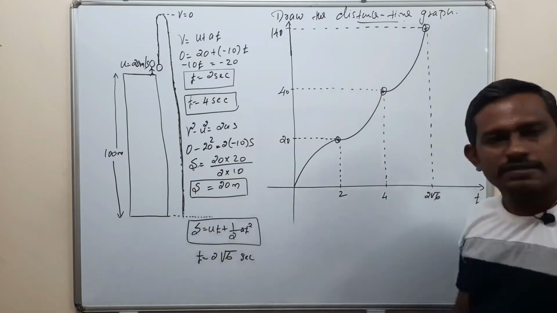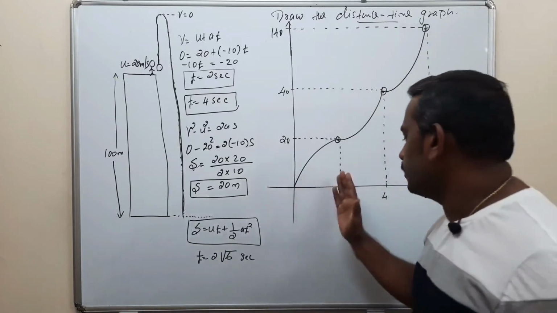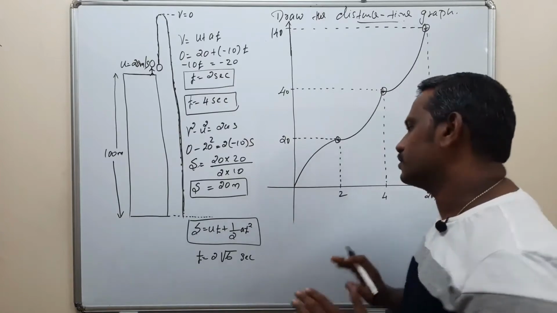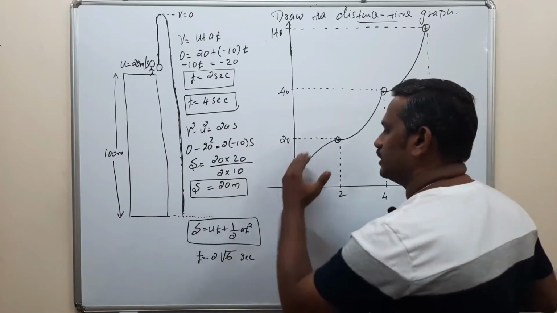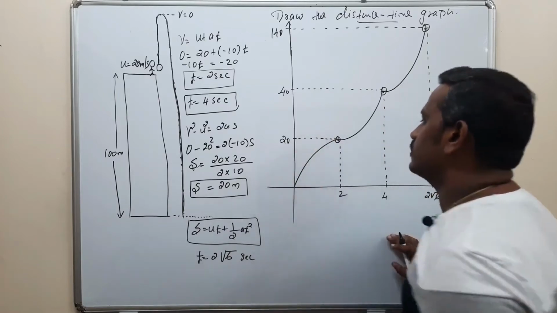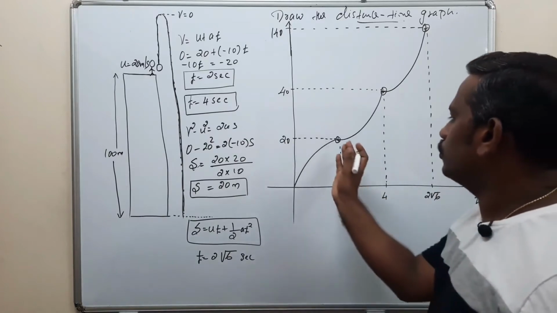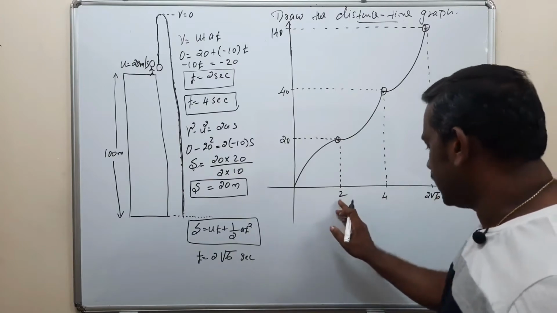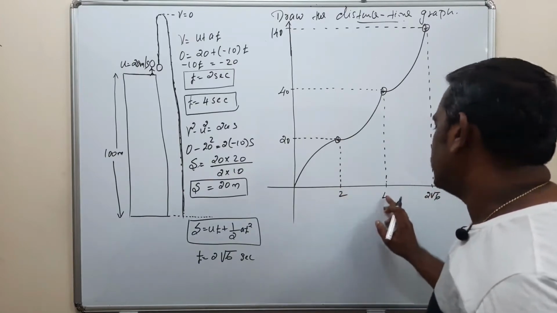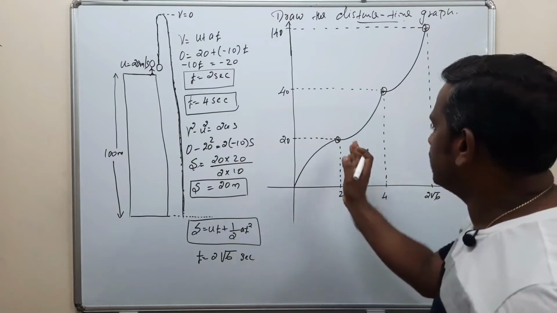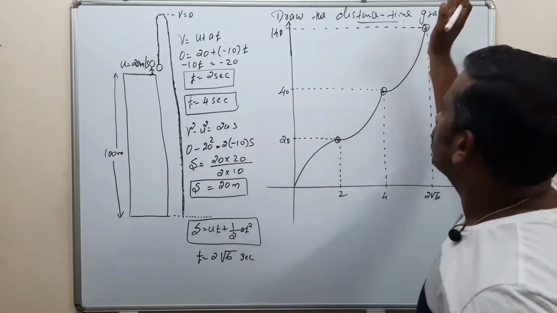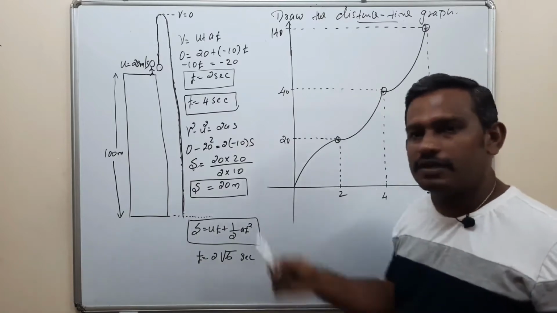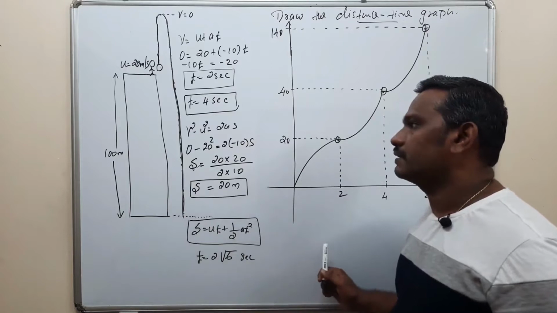From time 0 to 2 seconds, the speed decreases. Speed is always positive, so if you draw the tangent, the speed decreases. From 2 seconds to 4 seconds, and then 4 seconds to 2 root 6 seconds, the speed increases. So the curve will go like this. So this is the distance time graph for the same case.